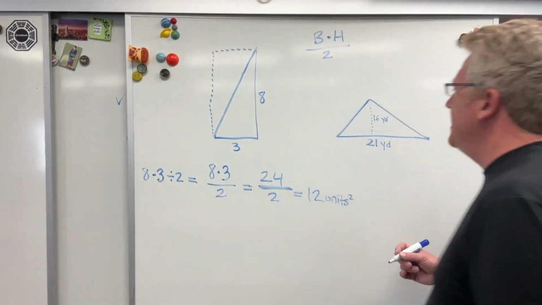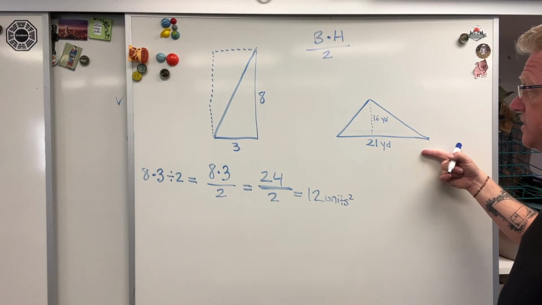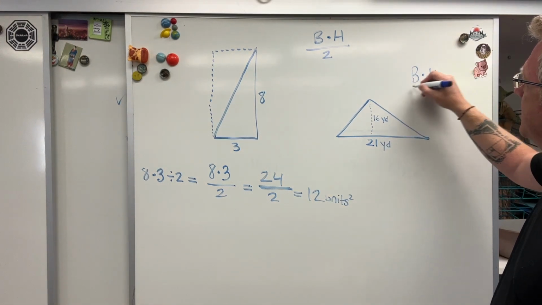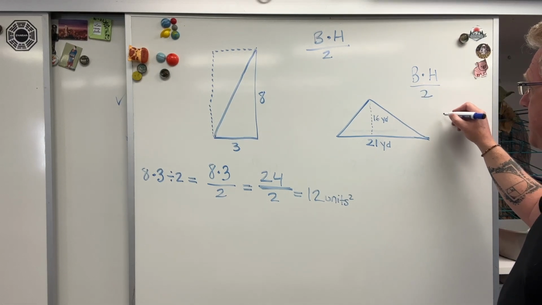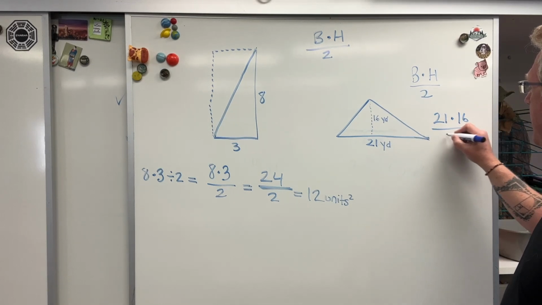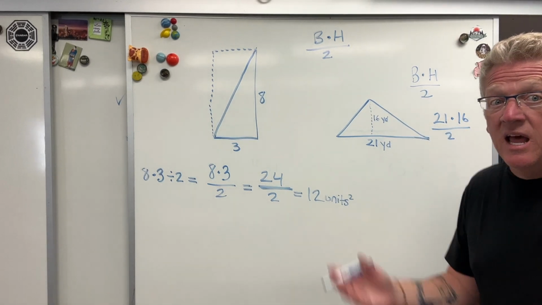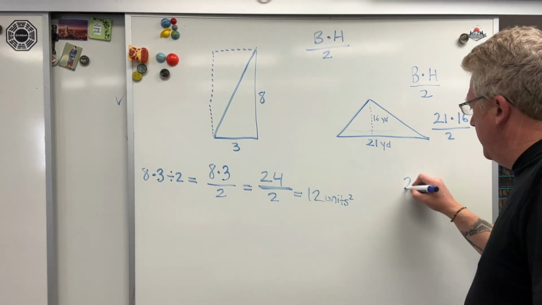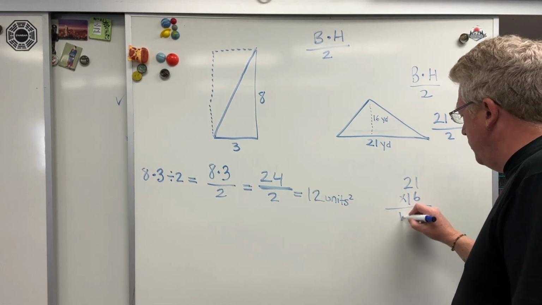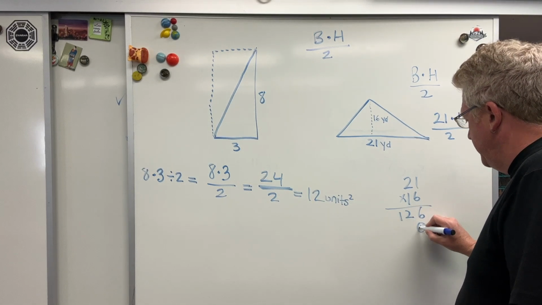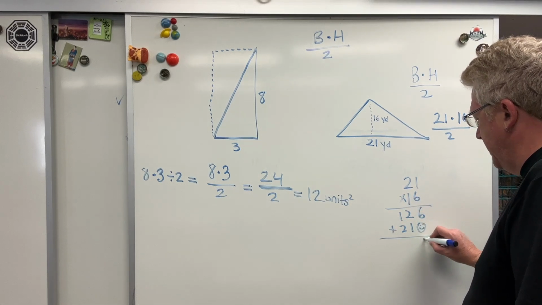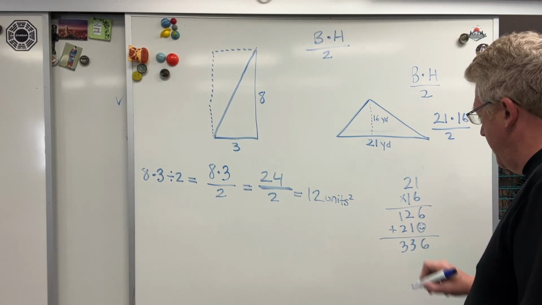All right, and it's a big one, right? It's 21 yards across, 16 yards tall. Our base times height divided by 2 is going to be 21 times 16 divided by 2. What's 21 times 16? I don't know, but let's figure it out. 21 times 16, multiply. 6 times 1 is 6, 6 times 2 is 12. Smiley face. 1 times 1 is 1, 1 times 2 is 2. Add our 2 rows together. 336.